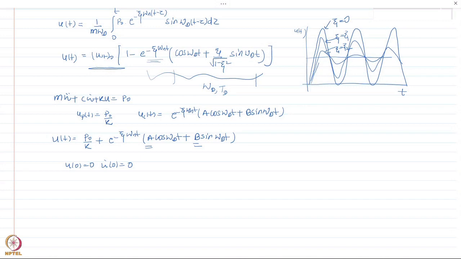Okay, and let us say your goal is to apply a step force so that you minimize the vibration. One example would be, you take a weight and put it on a scale to measure this weight. Now you don't want too much vibration, because the reading would keep on fluctuating. And if the damping is very small, it would keep on fluctuating, and it won't give you the correct reading.